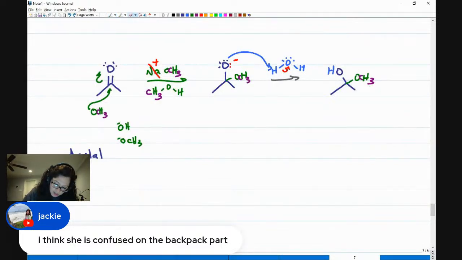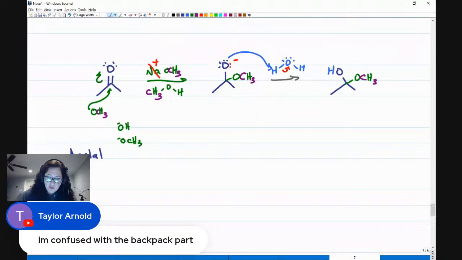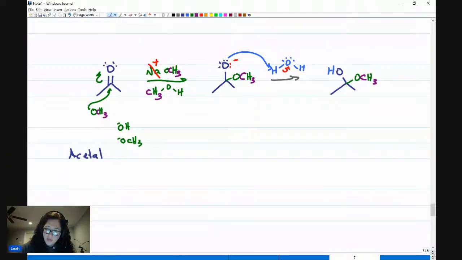Let me clean this up a little so that the notes make more sense when you look back at it later. So we have an O, and then attached to that we have a CH3. So right there is your OR group that got attached, which is just the same exact mechanism as if the OH got attached. All right, so Taylor, thanks for confirming. Let me know if that makes sense.